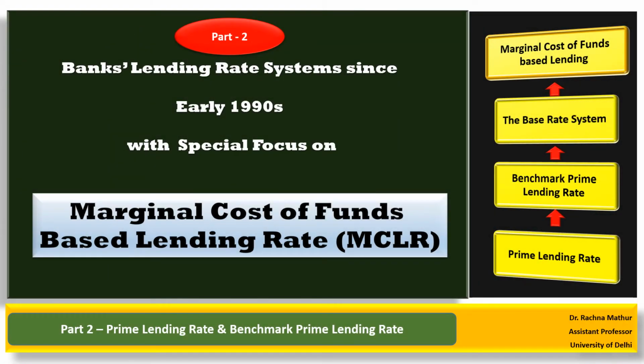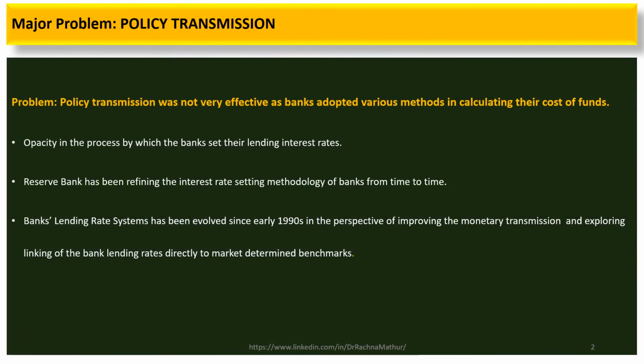In part 2 of this series, I will be discussing the major problems in policy transmission and why RBI introduced reforms in the lending rate system, with special focus on the prime lending rate system and the benchmark prime lending rate system. We know that in a bank-dominated system like India, the transmission of bank lending rates is key for the successful implementation of monetary policy.